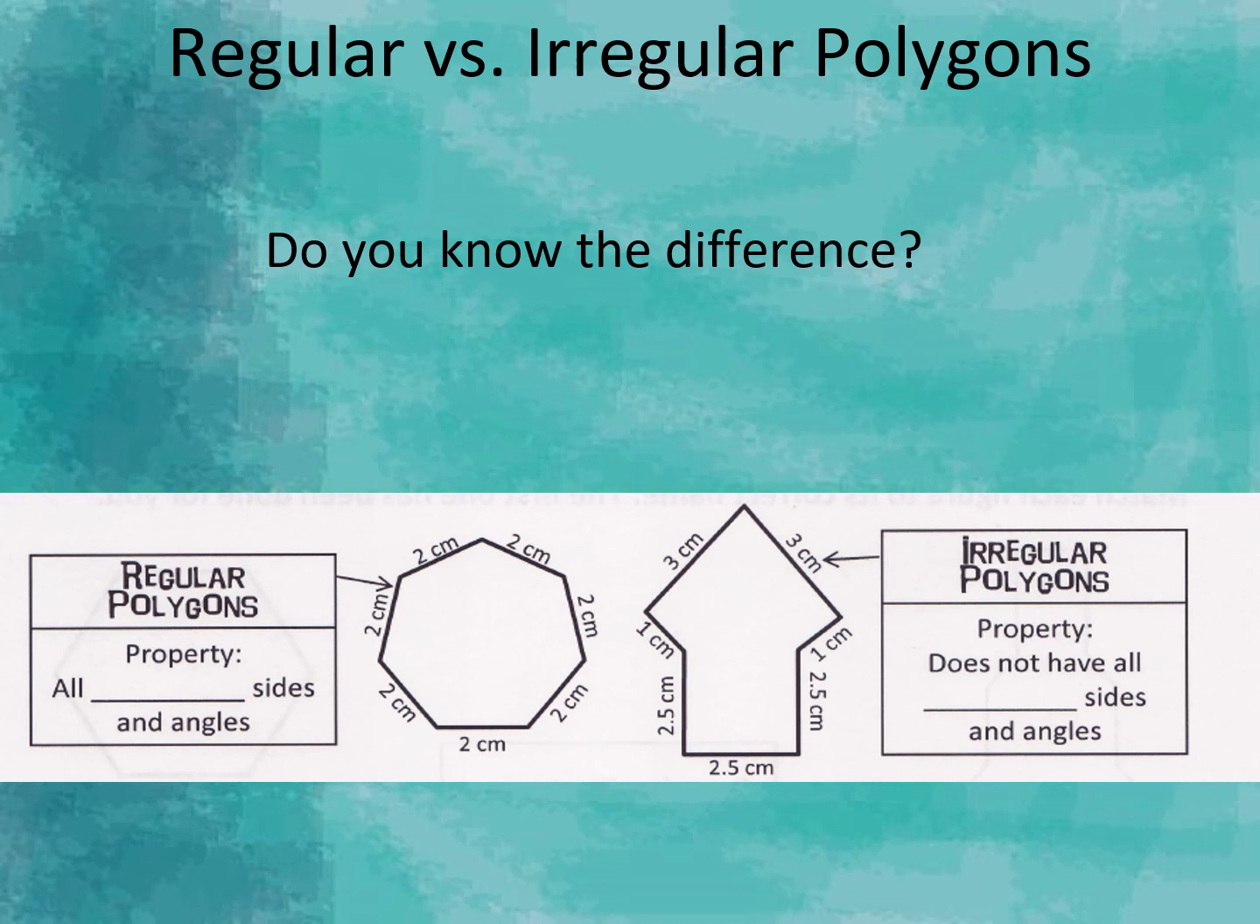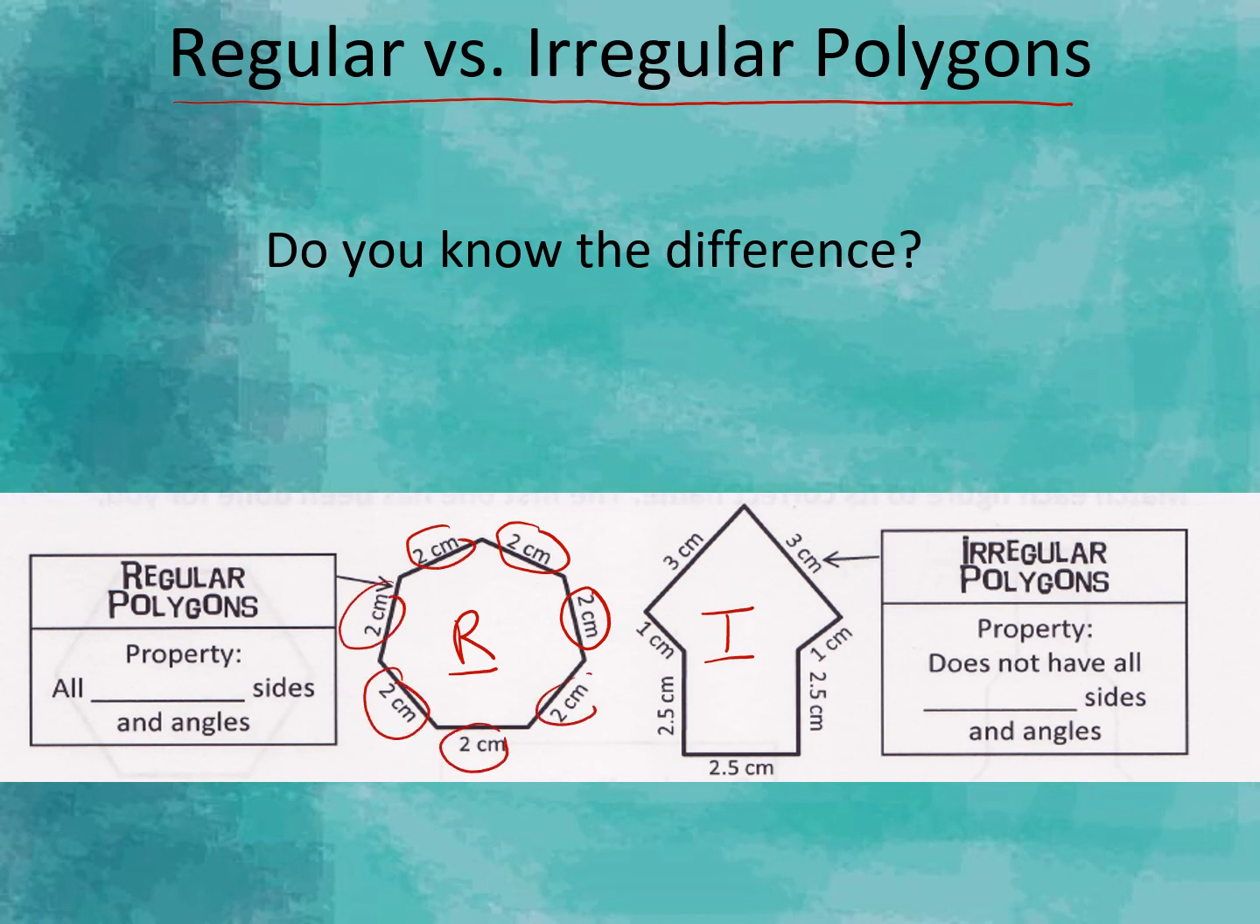Now let's talk about regular versus irregular. All right, that's a big deal here. Regular versus irregular. Do you know the difference? Well, this shape over here is regular and this one is irregular. So if you look at them, what do you notice that's different? Yeah, you should have noticed that this regular polygon, all of the sides are the same. So a regular polygon, the property is all equal or congruent sides and angles. All the sides have the same measurement.